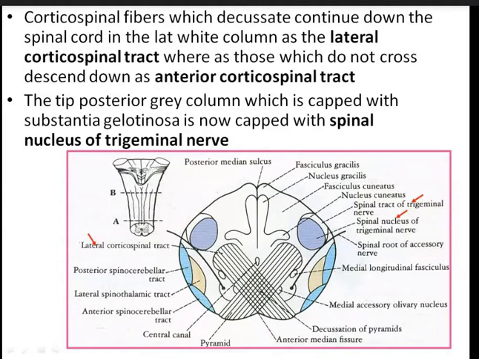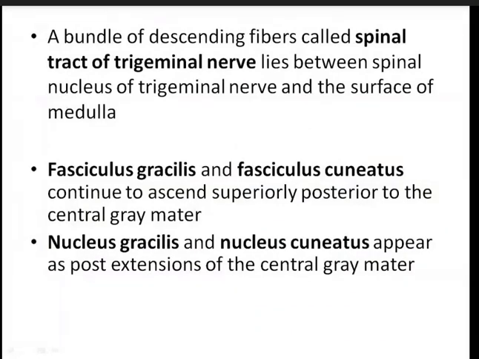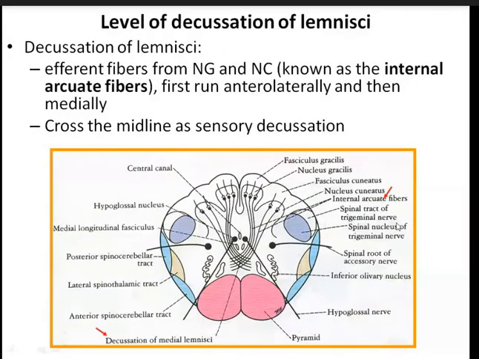Okay. So here we can see the spinal nucleus of the trigeminal nerve, and the spinal tract of the trigeminal nerve on the periphery. A bundle of descending fibers called the spinal tract of the trigeminal nerve lies between the spinal nucleus of the trigeminal nerve and the surface of the medulla. And as we know, the fasciculus gracilis and the fasciculus cuneatus continue to ascend superiorly, posterior to the central gray matter. And the nucleus gracilis and the nucleus cuneatus appear as the posterior extension of the central gray matter. Nucleus gracilis and nucleus cuneatus are there.